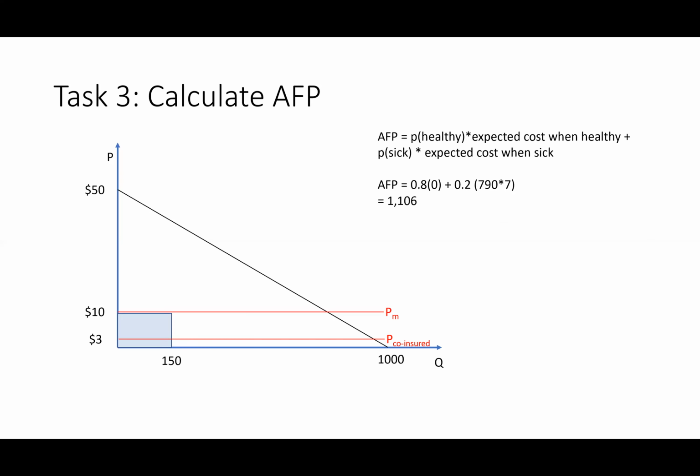Again, the AFP is this weighted average: probability healthy times expected cost, plus probability sick times expected cost. We were given way back at the beginning that Alice is healthy 80% of the time and is sick 20% of the time. So we know that the cost when healthy is 0. And we just calculated the costs when sick. She consumes 790 units worth of care that the insurer is on the hook for. They're on the hook for $7 out of that 10 because Alice is still picking up 30% of the tab. And once you run this whole calculation through, you wind up with an AFP of $1,106. So I hope this was helpful.